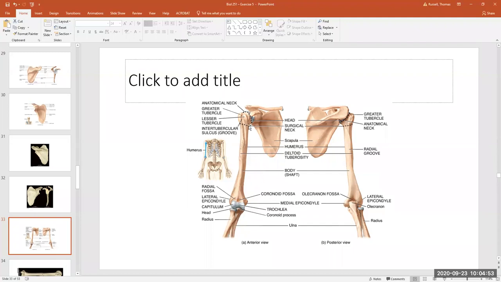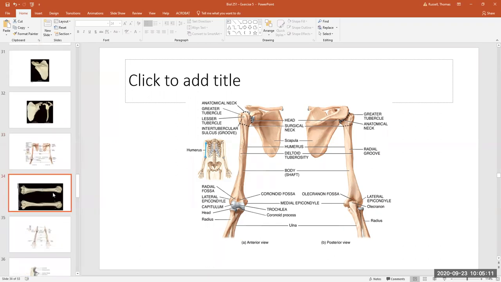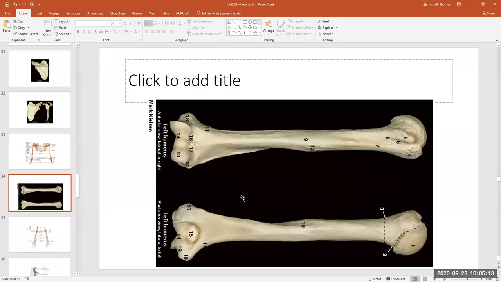Now what we want to do is get into our first long bone. Oh, really a second. The clavicle is somewhat of a long bone. The clavicle is more of a flat bone. But here's our upper arm bone, the humerus. There are several things we have to know on the humerus. So let's go and pull up this bone.